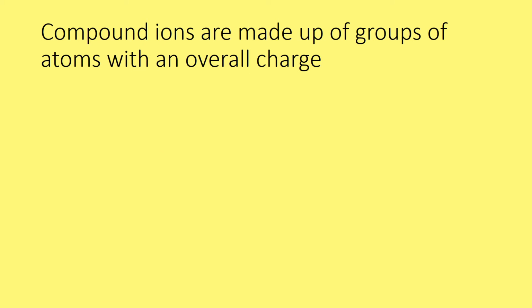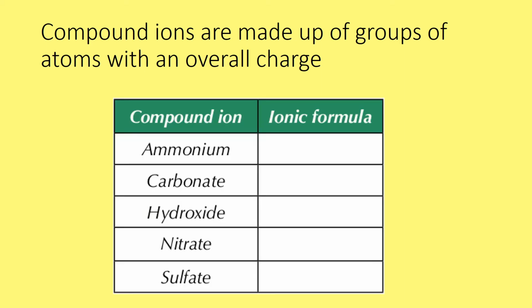So these compound ions or molecular ions are ions that are made up of groups of atoms that have an overall charge. So the group of atoms will have gained or lost electrons, or in fact protons sometimes, and that will give them a charge which makes them an ion. So let's have a look at a list of the compound ions that you'll want to be familiar with.